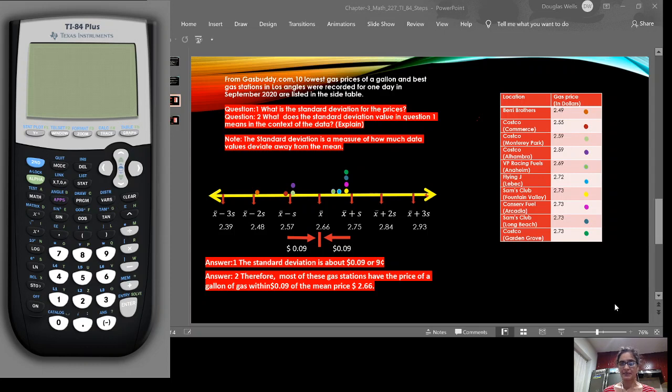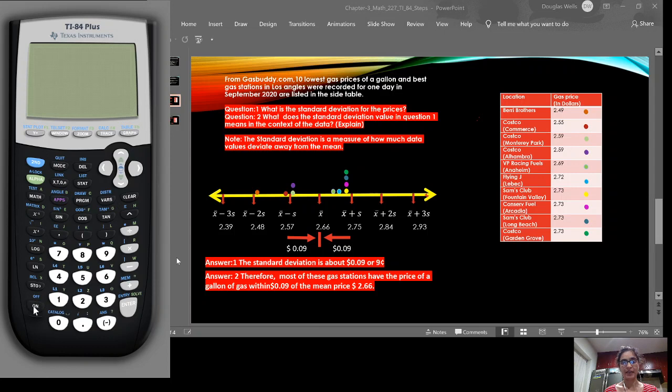I collected this data last night, and as you see, I have the location and associated gas price, and I created these little dots associated with each gas price and location. It will be helpful later on. So first of all, in the class, if I have asked you this question, what is the standard deviation for the prices? We do that with the formula, and then we verify using our calculator TI-84. To save time in the video, we're just going to use the calculator.